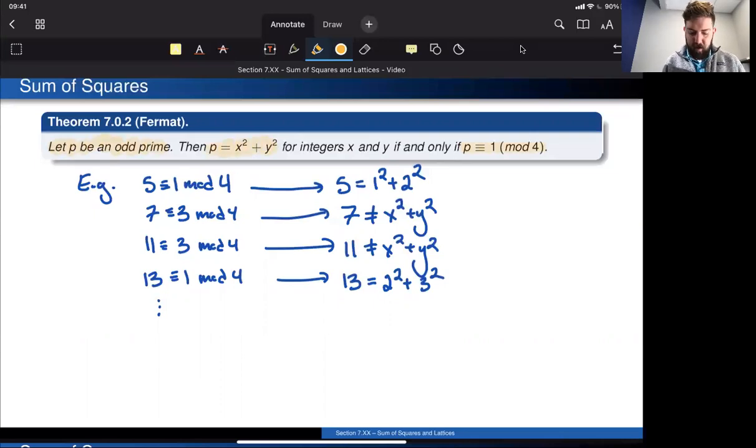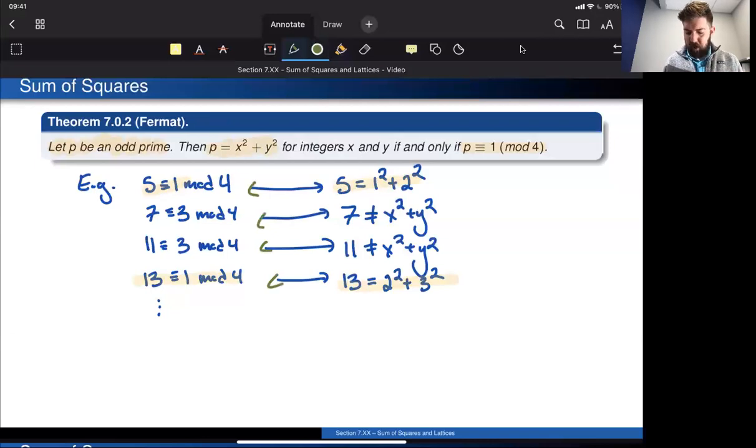So we can see that 5 is a 1 mod 4, therefore 5 will have a decomposition. 13 is a 1 mod 4, therefore 13 will have a decomposition. And that process, again, works forwards and backwards. If you have the one, you'll automatically get the other one.